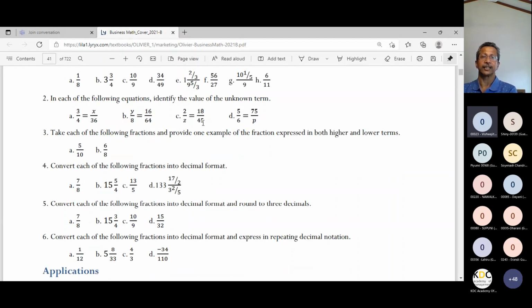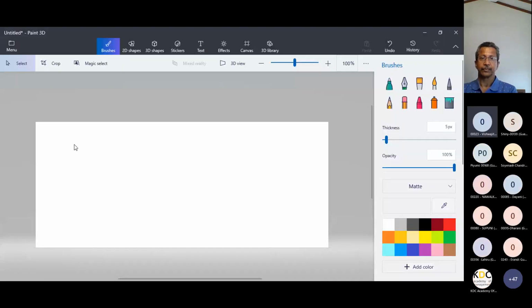Now here we do this exercise. In each of the following equations, identify the value of the unknown term. 3 upon 4 is equal to x divided by 36. Y upon 8 is equal to 16 divided by 64. 2 upon z is equal to 18 divided by 45. 5 divided by 6 is equal to 75 divided by P. So we'll do all these 4 at one time. I want you to calculate and tell me the answer.